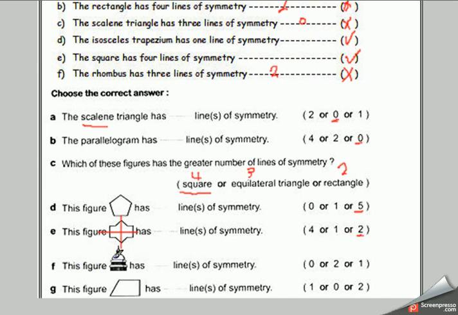The next figure: if I draw this vertical line, it will fold this into equal, congruent parts, so it has only one line of symmetry. The last figure, what's this figure? This is a trapezium, so it has zero lines of symmetry.